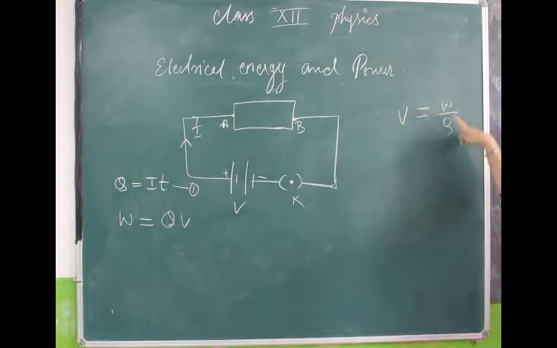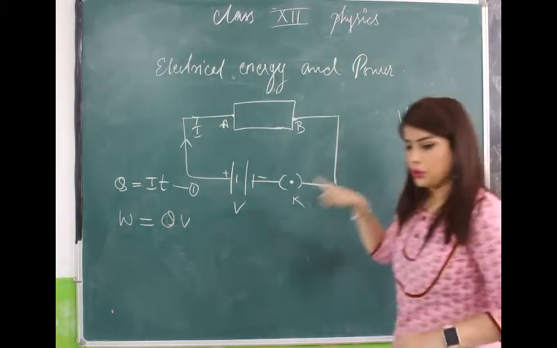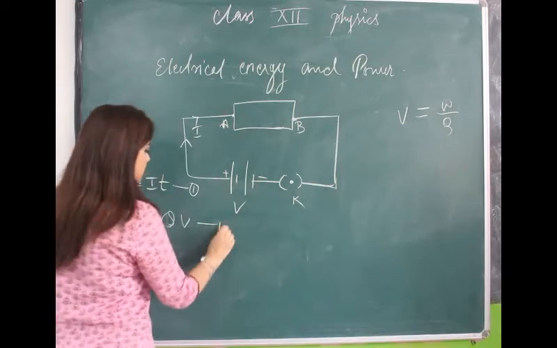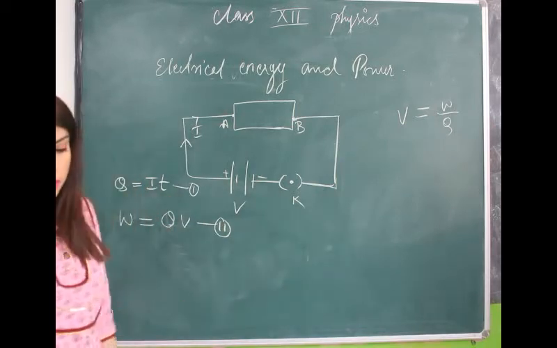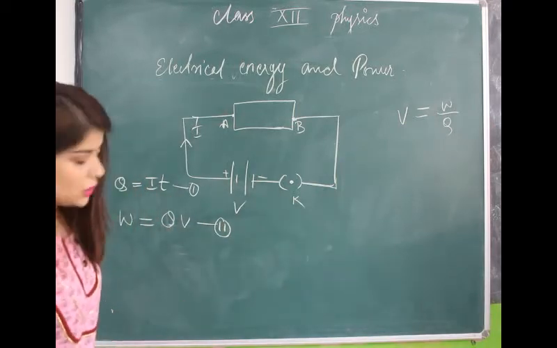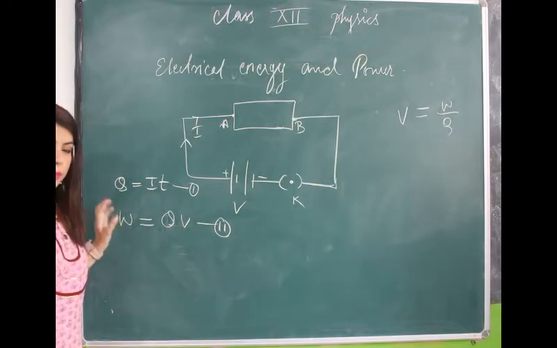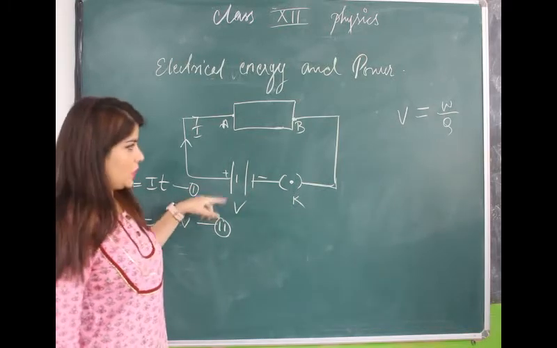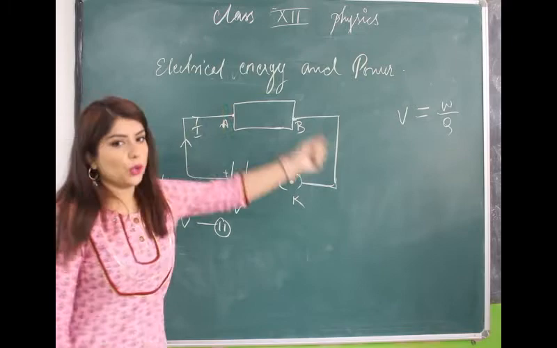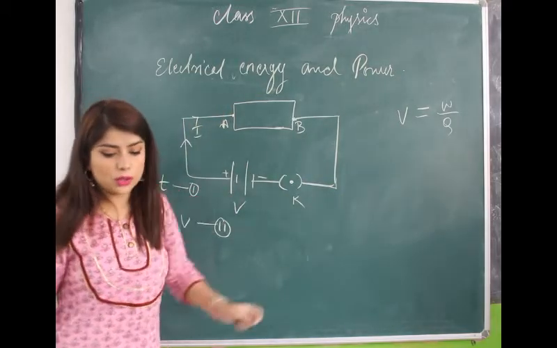So from this equation, W becomes V into Q. This will be equation number 2. So this is the amount of work done for this battery to move the charge from point A to point B, not through the whole circuit.